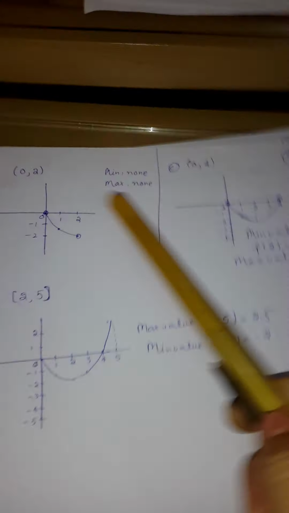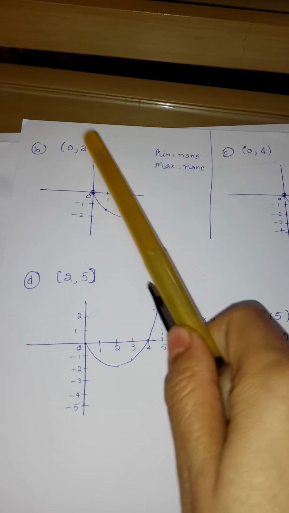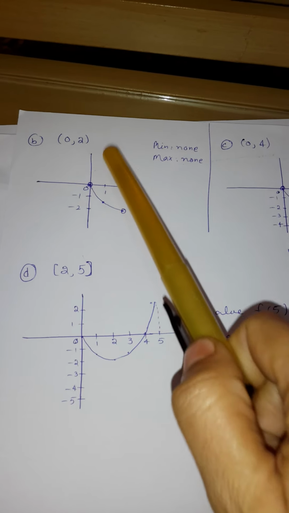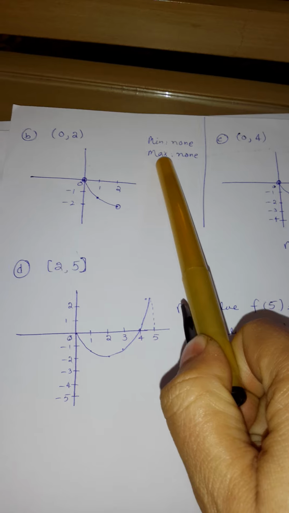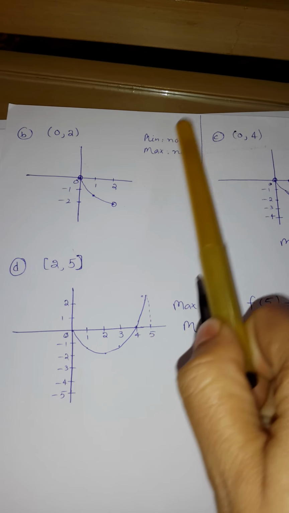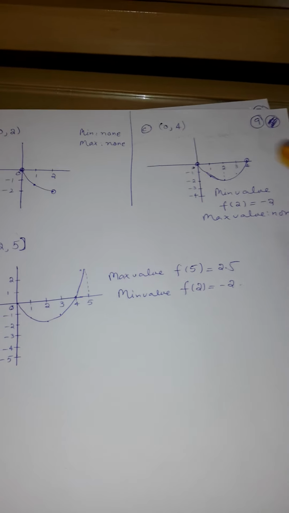Then we have part B, which is 0 to 2, an open interval. It is from 0 to 2. It is an open interval. So here we have no maximum value and no minimum value.